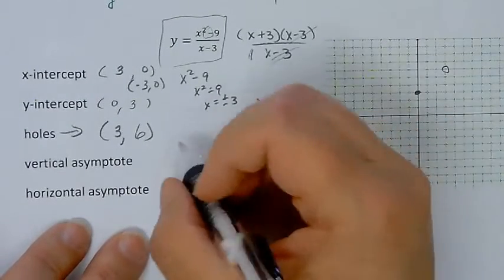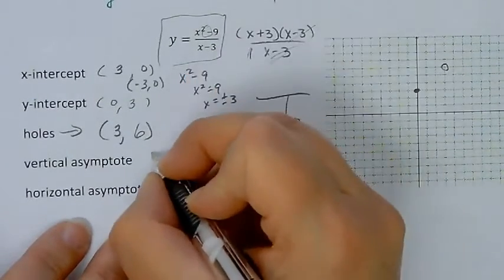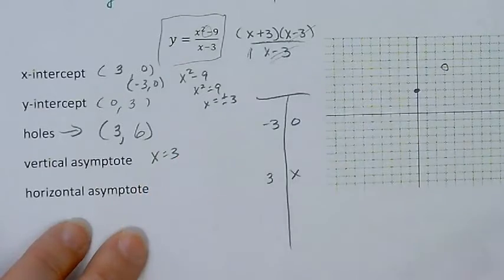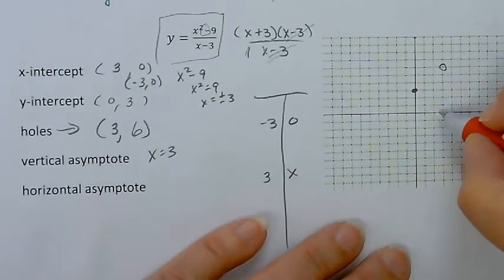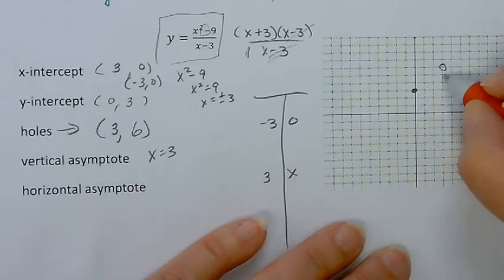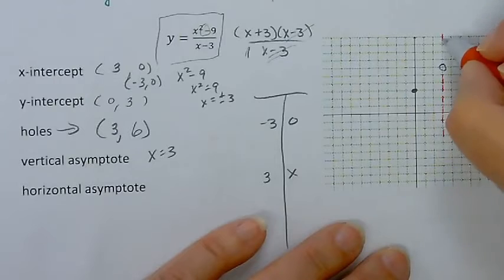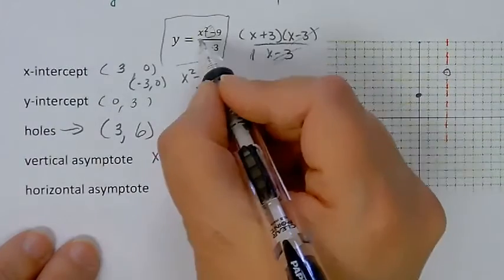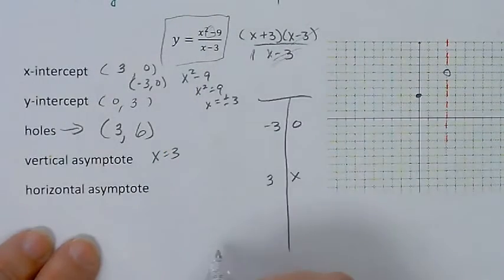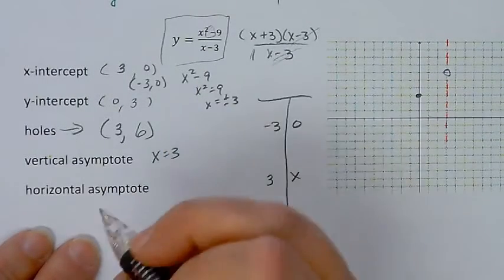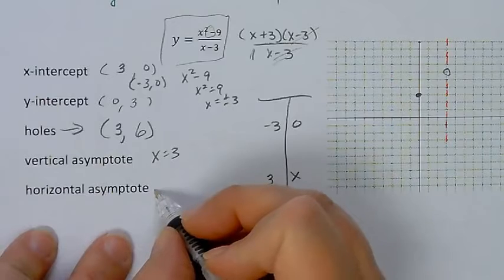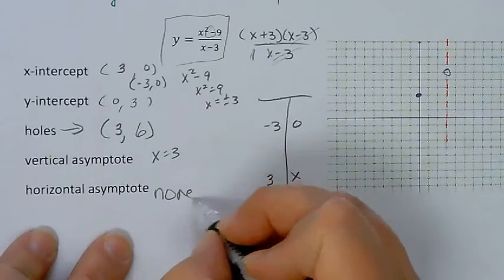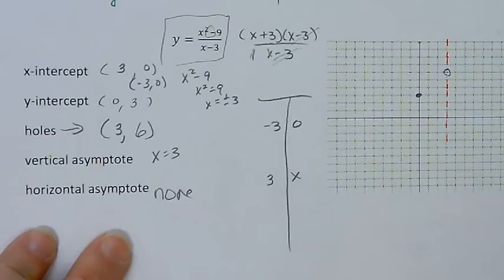A vertical asymptote is when you have 0 on the bottom. So x equals 3 would be a vertical asymptote. And it just happens to be at the hole, doesn't it? And then the horizontal asymptote, since it's bigger on top and not on bottom, then it's going to be none. No horizontal. So this is an interesting one.